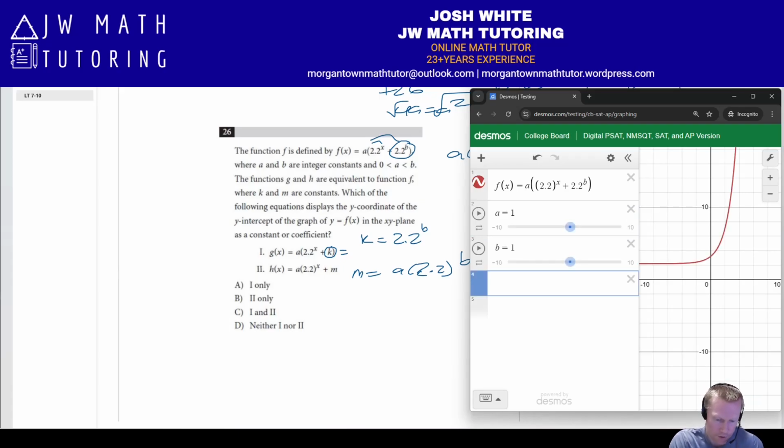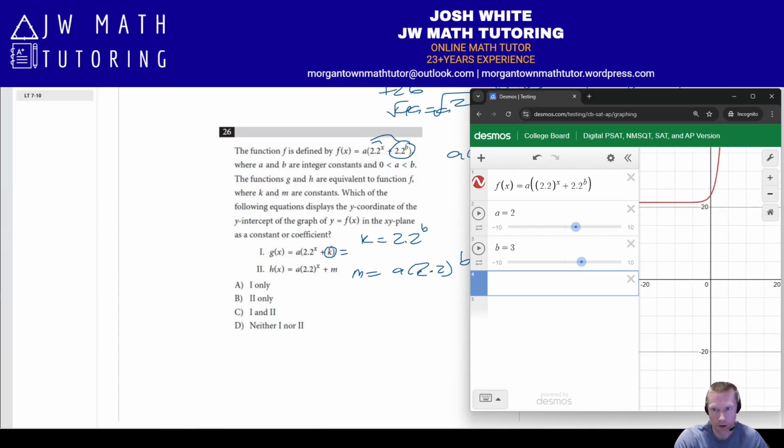Now I'm going to add some sliders. The values that I chose here were 2 for A and 3 for B, and that meets the conditions of the problem because they are both positive, they are both integers, and A is less than B, i.e. B is greater than A. All right. So now that that's done, the question: which of the following displays the y-coordinate of the y-intercept? Okay, so I go here. What's the y-intercept of this graph?